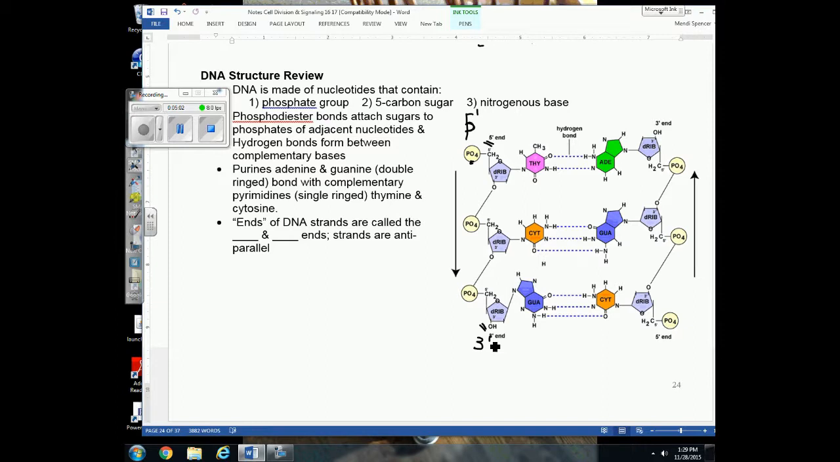And these strands are anti-parallel, so that means that this is the 5' end, and you can see it's close to that phosphate group there, and then this is the 3' end. And it's important to understand that there's 5' and 3' ends for each of these strands when we're going to go through replication.